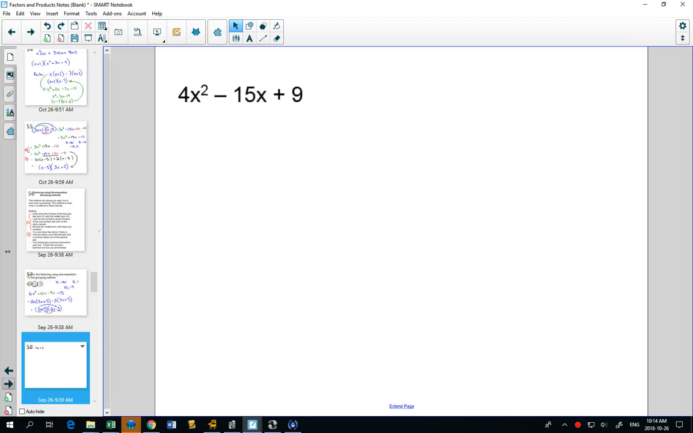30 seconds on your own to try and do it directly. All right. Whether you got it or not, now let's look at the grouping method.